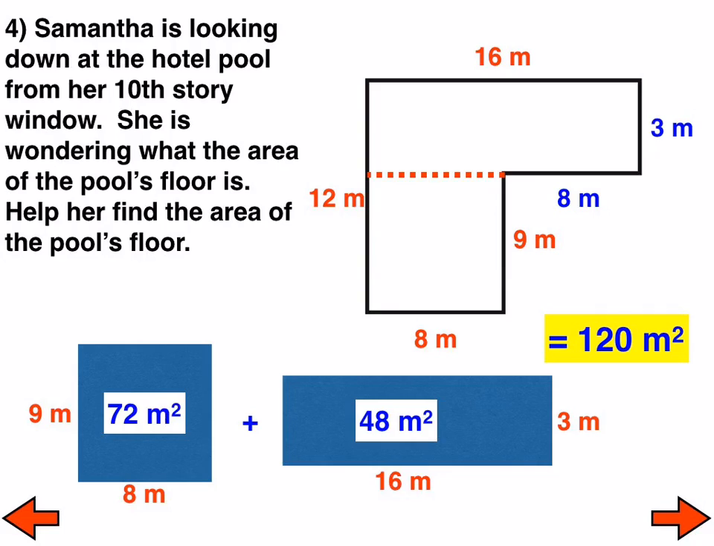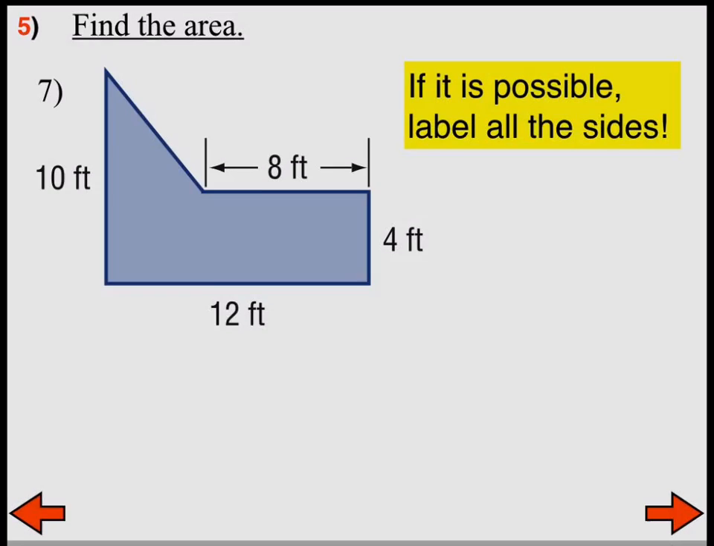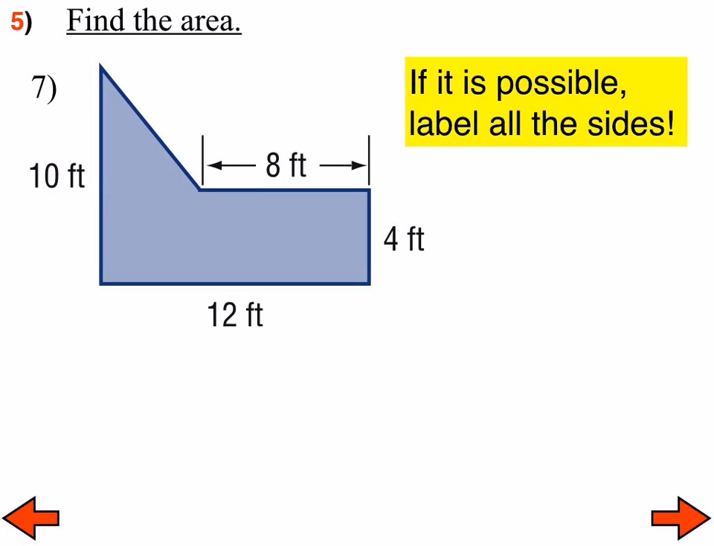So for the next 2 shapes, that's basically what we're doing. We're trying to break it up into shapes that we know, because these irregular shapes are composed of shapes that we do know. Okay? All right, so everybody try number 5. And just like in the previous one, if it is possible, label all the sides.